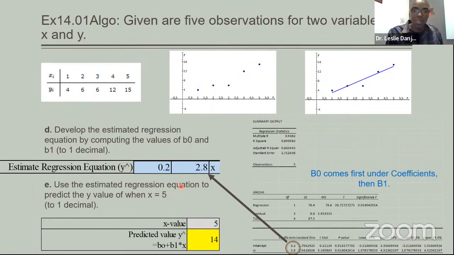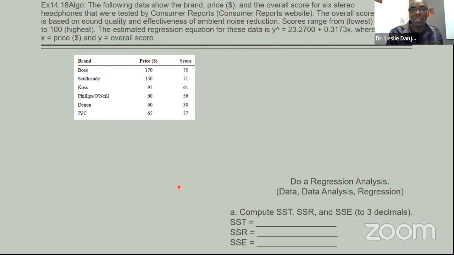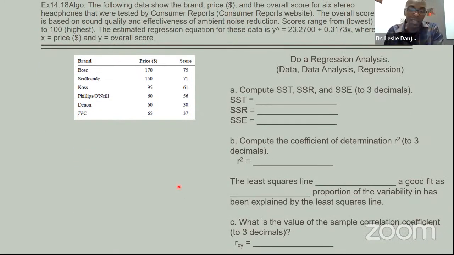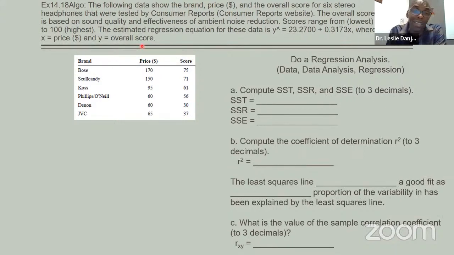All right, let's move on. This is another question that you guys are going to see on your exam, or a similar question. They're going to give you price, they're going to give you score. Out of price and score, which one is your independent variable and which one is your dependent variable? Remember, X is your independent, Y is your dependent.